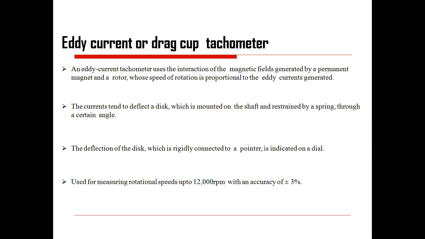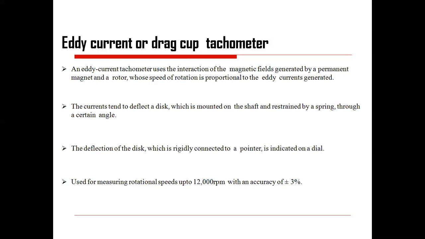It uses the interaction of the magnetic field. How is this magnetic field generated? It is generated by the permanent magnet and the rotor. Permanent magnets are associated across the rotor, and that generates the proportional eddy current in the eddy current type of tachometer. The current is going to deflect a disc, depending upon the generation of current.